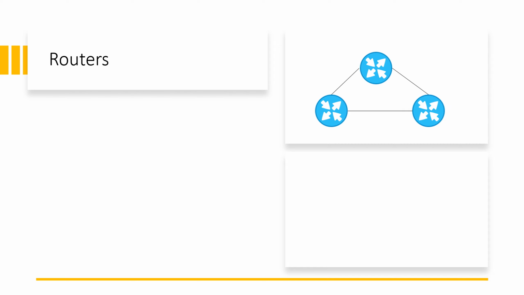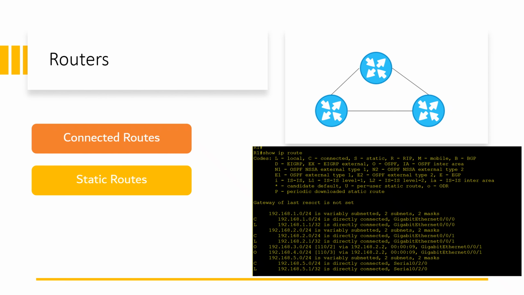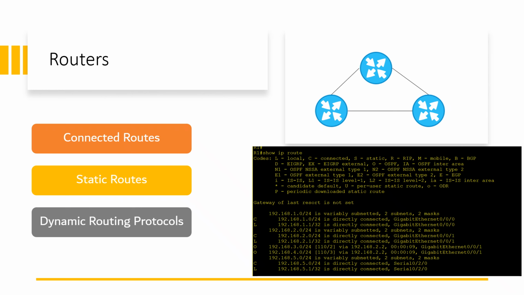Routers add IP routes to their routing table using three different methods: connected routes, static routes, and by using dynamic routing protocols.